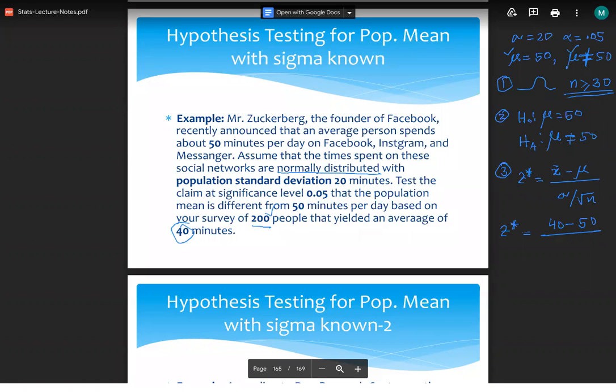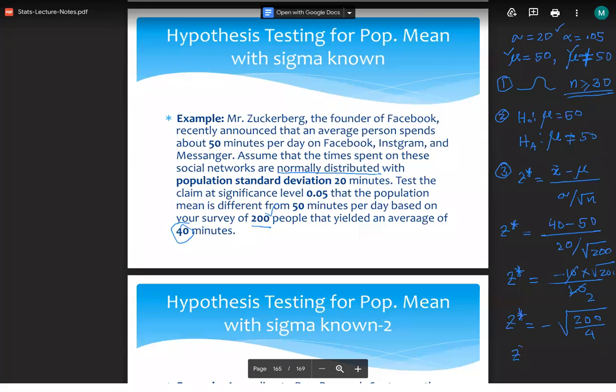Divide by sigma, which is given, 20. 20 divided by the square root of the sample size 200. And if you do the math, which is not very hard by the way, 40 minus 50 is negative 10, right? Then if you flip the bottom, it's going to be 200 divided by 20. 10 goes into 20 two times, so z star is equal to negative square root of 200 over 2, which is the same as the square root of 200 over 4, the whole thing under the square root.